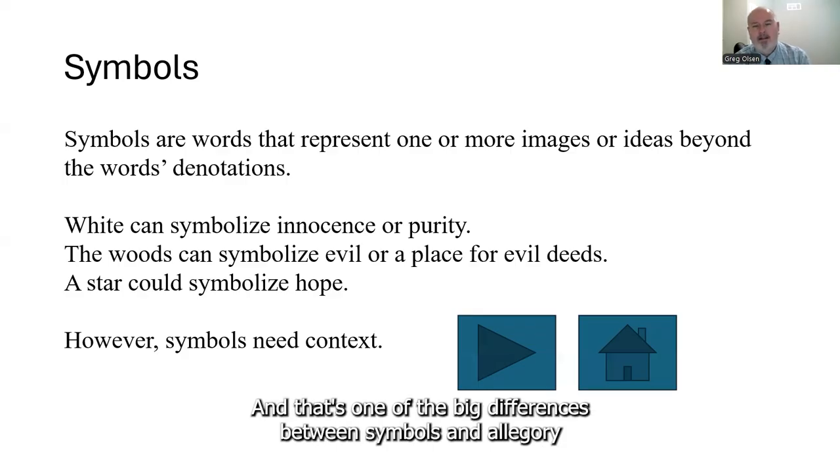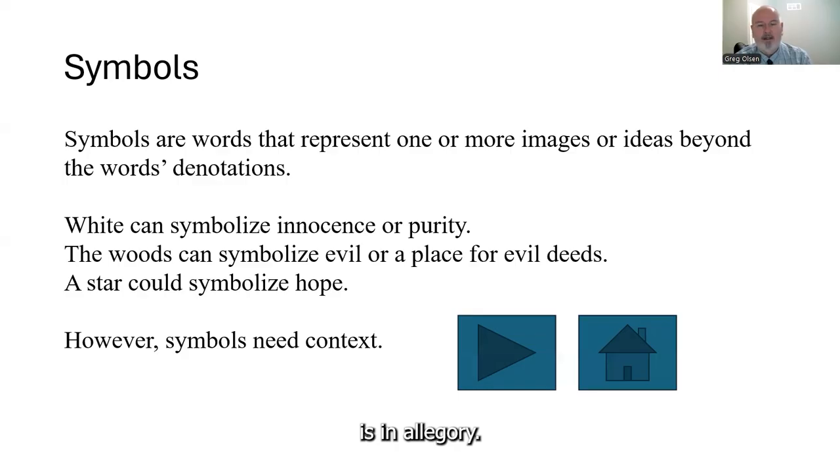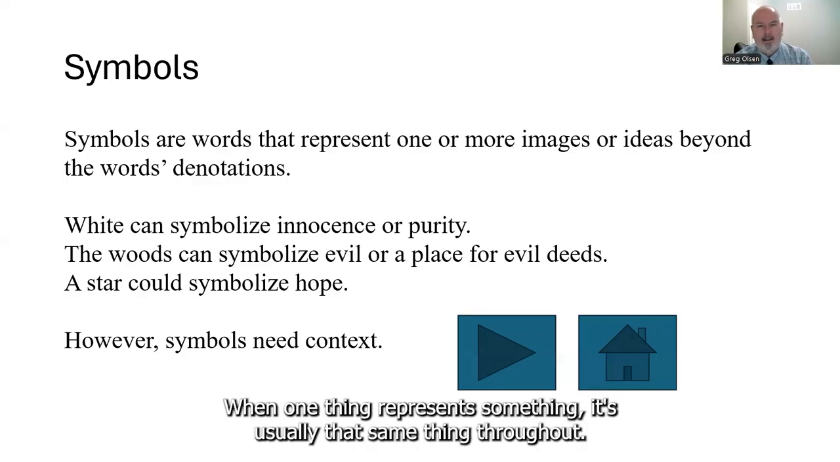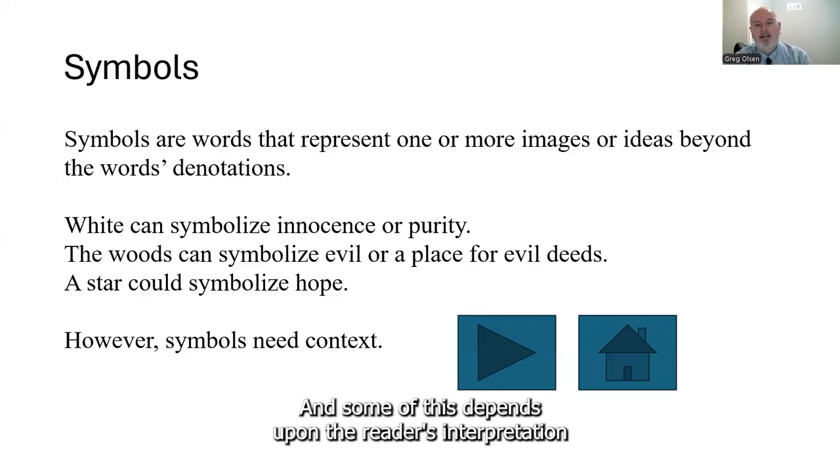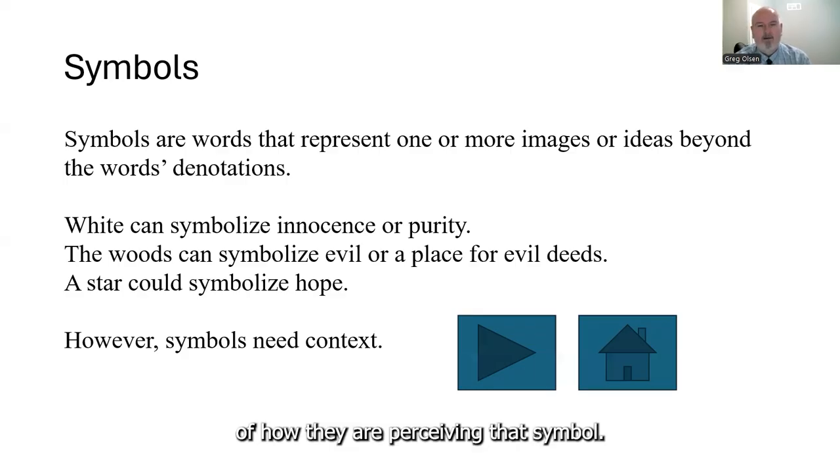And that's one of the big differences between symbols and allegory. In allegory, when one thing represents something, it's usually that same thing throughout. Whereas with symbols, we might have multiple representations being made. And some of this depends upon the reader's interpretation of how they are perceiving that symbol. So we look at some of these examples here.